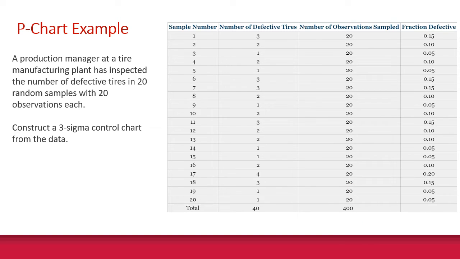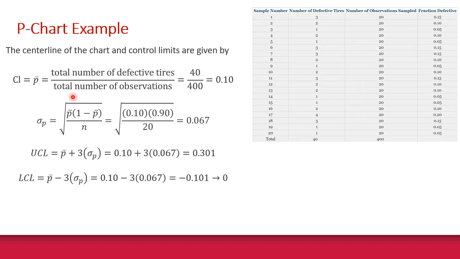Then once we have those computed, we can calculate P bar, which is the proportion. The total number of defective tires was 40. The total number of observations is 400. So we divide these and we get 0.1. And from there we can calculate our control limits.